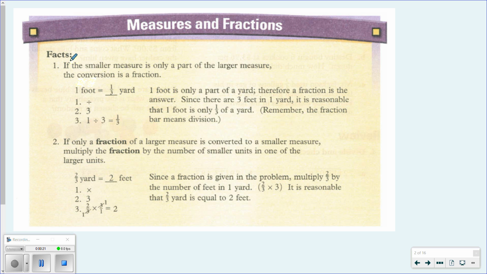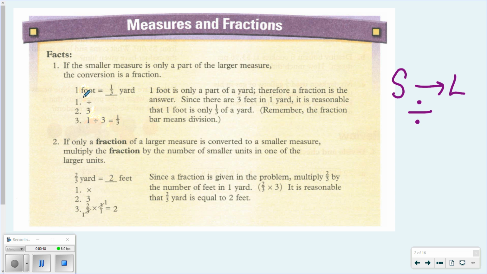So in our first fact it says the smaller measure going to a larger measure, then our conversion will be a fraction. So a foot is smaller than a yard. So this is the same thing we've already learned, small to large. And if we're going small to large, we have to divide. And we know that there are 3 feet in a yard, so 3 is our special number. And then we're just going to write it the same as always.